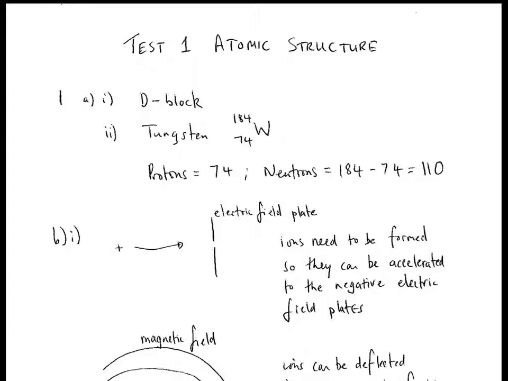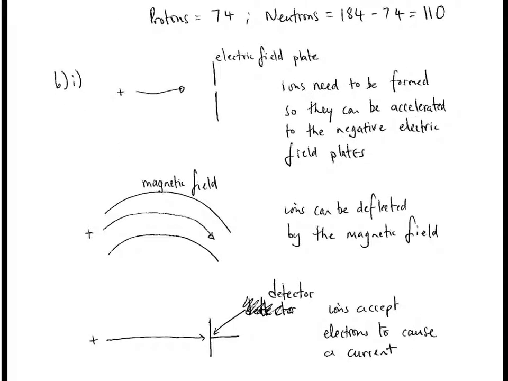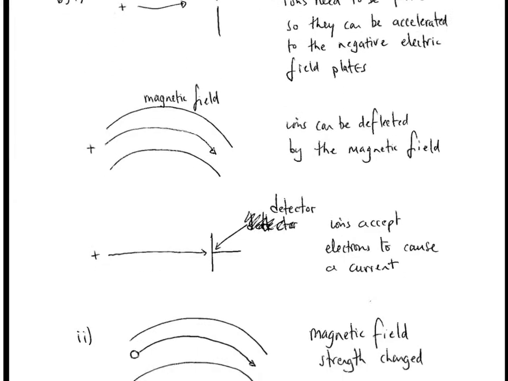Part B, give 2 reasons why the sample must be ionized. Select 2 of the 3 answers. The first answer, so that the ions can be accelerated to the negative electric field plates. Keyword, accelerate. Second option of 3, can be deflected by the magnetic field. The third option, ions accept electrons to cause a current in the detector so that they can be detected.